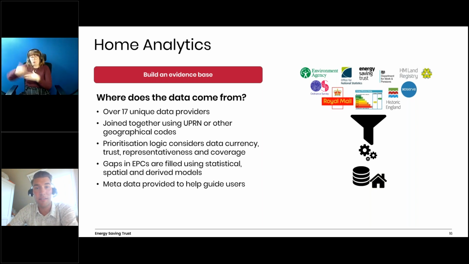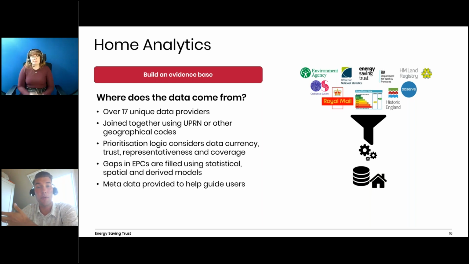Where possible, these data sets are joined together using the UPRN, so at the address level. But in some cases, we don't have a UPRN for some of these data sets. We have to make use of other geographical codes to bring these data sets together. Sometimes that'll also involve address matching, so using the actual addresses and trying to match them to a UPRN to make sure we're pulling in as much data as possible into the model.